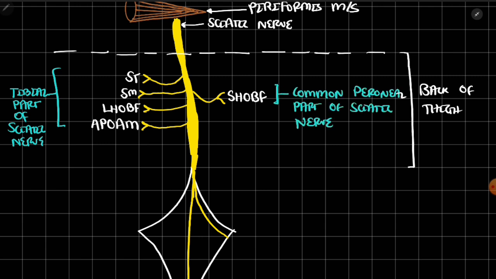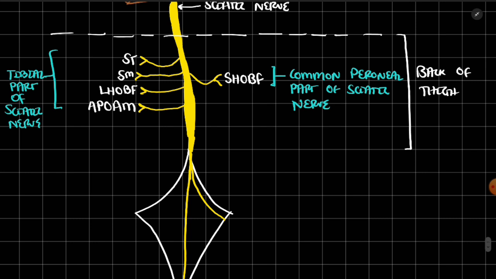So the short head of biceps femoris is supplied by the common peroneal part of sciatic nerve, and therefore it is not included in the hamstring muscles. This is one of the reasons. Also the origin is different, but this is one of the reasons, as it is supplied by the common peroneal part of sciatic nerve. It doesn't come under the hamstrings compartment.